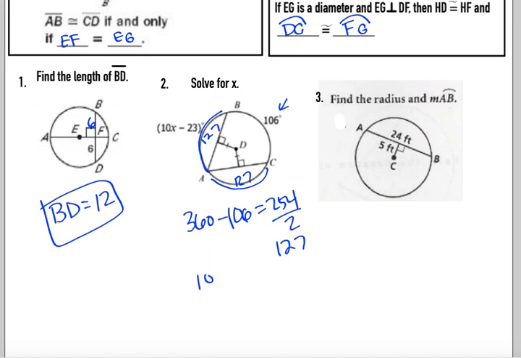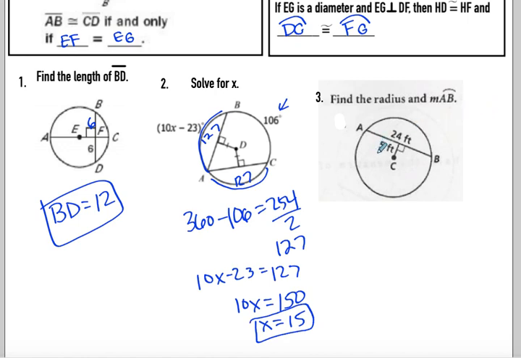And that means that 10x minus 23 equals 127. And then I'm going to solve for x. So I'm going to add the 23 and divide by 10. And that gives me 15.